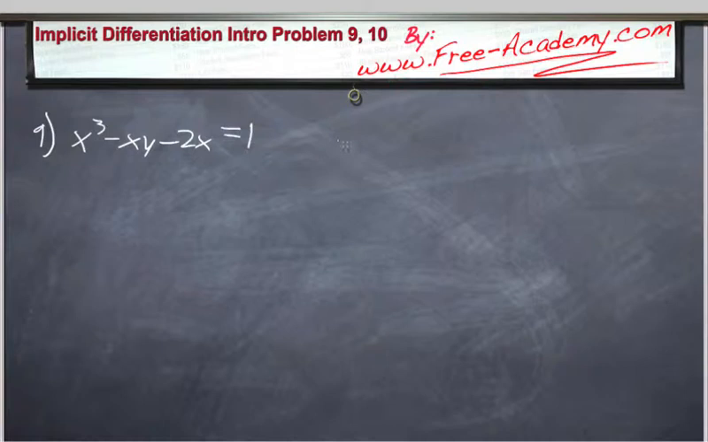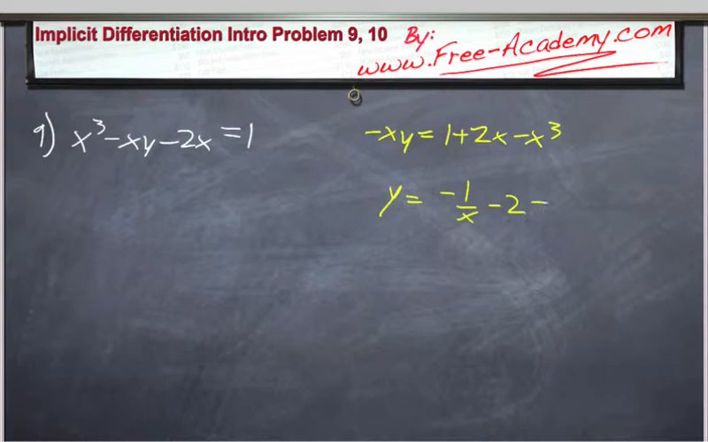Let's solve for y and then find the derivative. What we get is that negative xy equals 1 plus 2x minus x to the third. Then you can divide out the negative x and we get that y is equal to negative 1 over x minus 2 plus x squared. Now we can take the derivative of y with respect to x, and this is the same as y prime, and we get 1 over x squared minus 0 plus 2x.